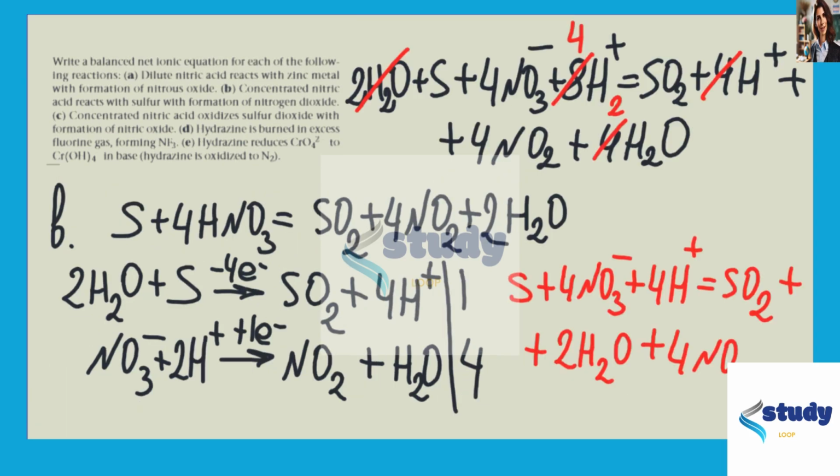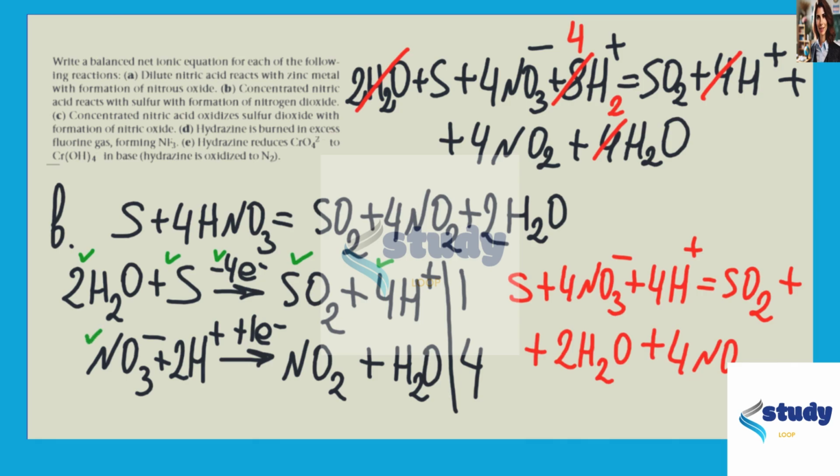B. Sulfur gets oxidized to sulfur dioxide. To balance oxygens, we add 2 water. And to balance hydrogens, we add 4 H+. To balance charges, we remove 4 electrons.